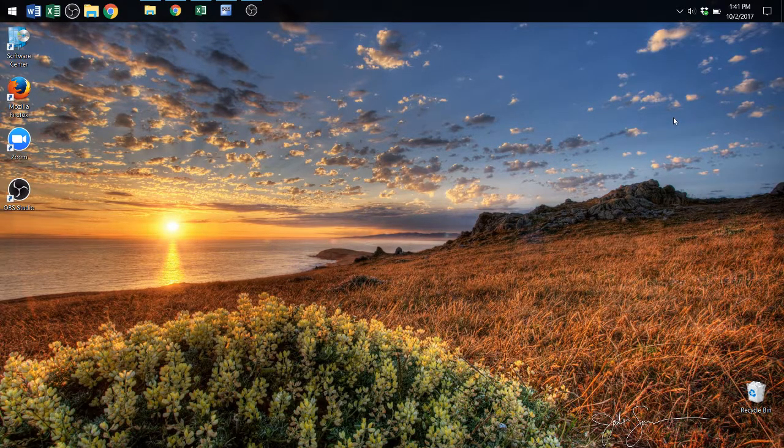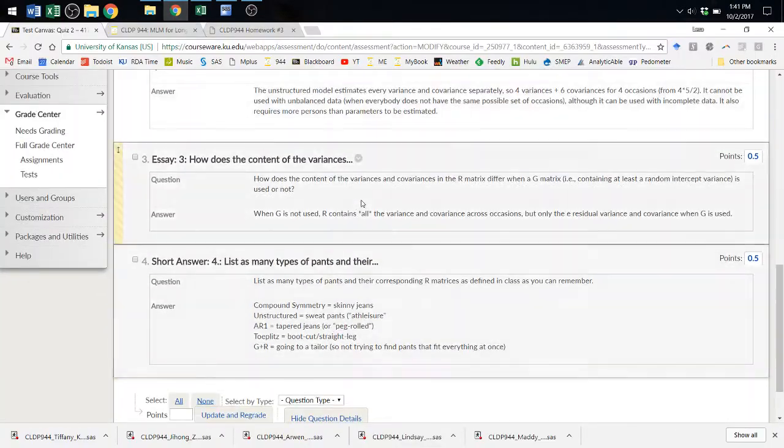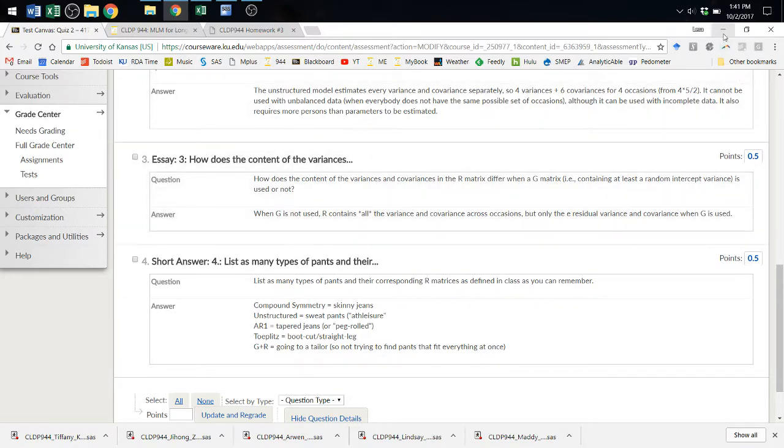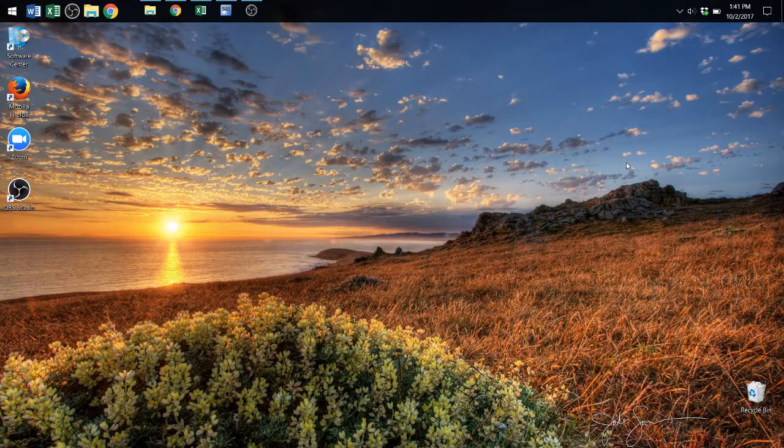Third question, heading into the review for our current homework. How does the content of the variance and covariances in the R matrix differ when a G matrix is included? So let me break that down, right? We have a lot of vocabulary in that sentence. G, R, and another letter up here. All right, some new vocabulary, right?